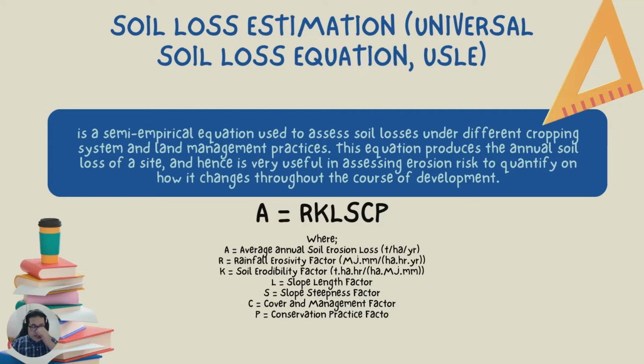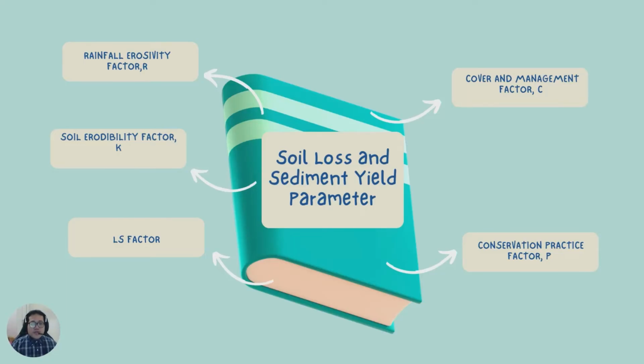So the first subtopic for this part is the soil loss estimation, the Universal Soil Loss Equation, USLE. It is basically a semi-empirical equation used to assess soil losses under different cropping systems and management practices. This equation produces the annual soil loss of a site, and hence is very useful in assessing erosion risk to quantify how it changes throughout the course of development. So these are the soil loss and sediment yield parameters.